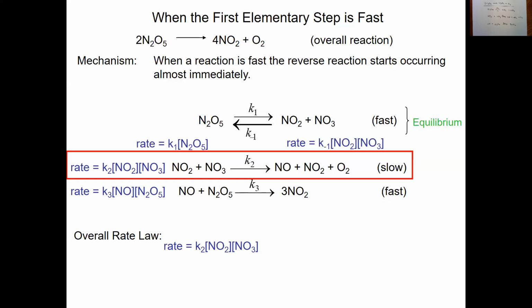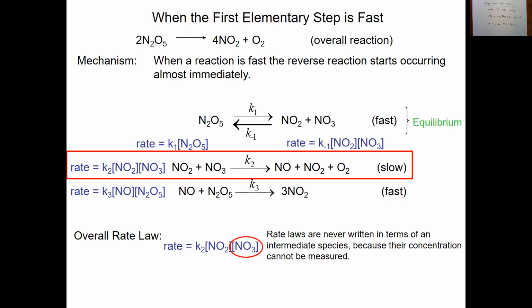However, there's a problem. Rate laws can never be written in terms of an intermediate because the concentration of an intermediate cannot be measured. So what do? You're going to have to take advantage of the definition of equilibrium, where we know the rate of the forward is equal to the rate of the reverse. Let's do that.